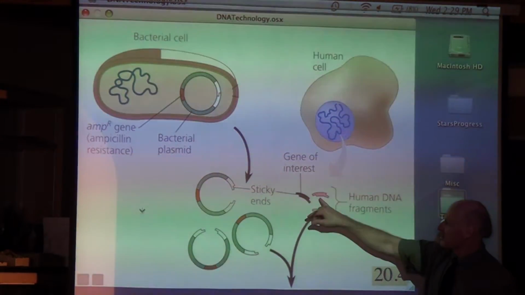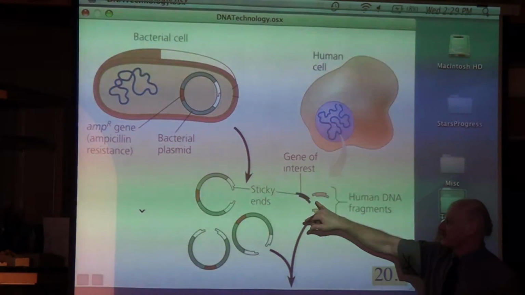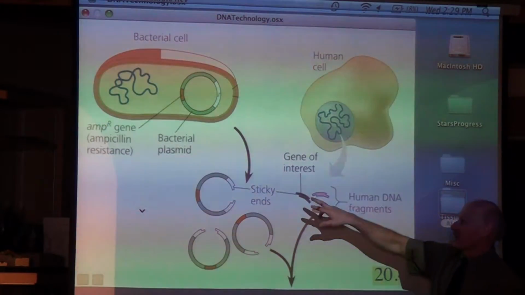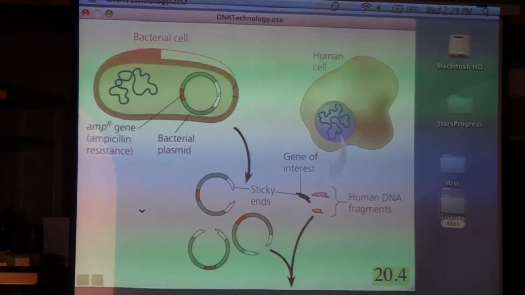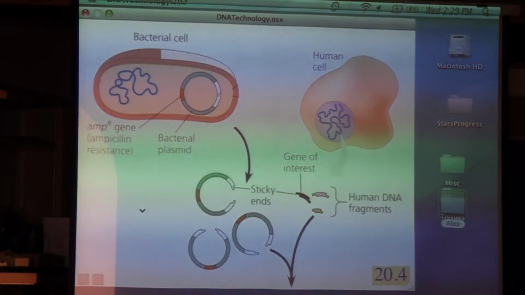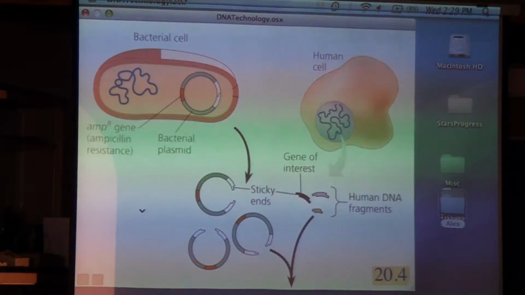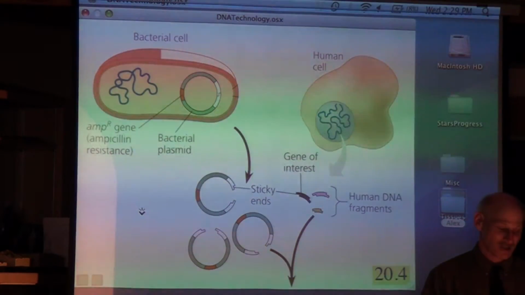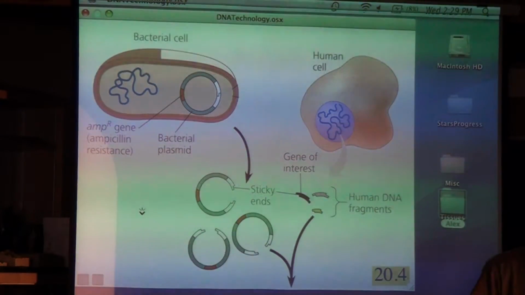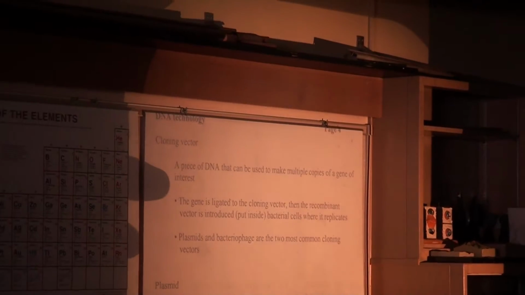And then you take your fragments of genomic DNA and you have to mix them with what's called a cloning vector. A cloning vector is a thing like a plasmid that can be used to make large amounts of your gene of interest. I sometimes think of cloning vectors like the plasmids as the copy machines for your DNA, the DNA in your library. A piece of DNA that can be used to make multiple copies of your gene of interest.